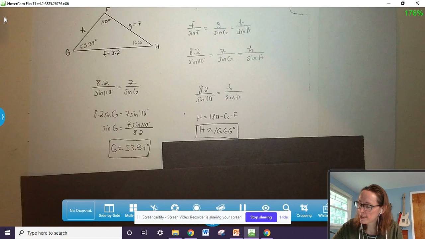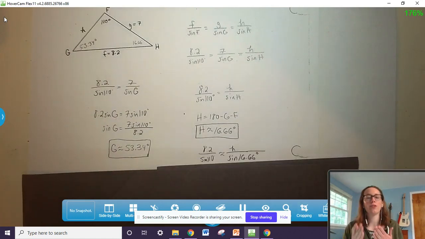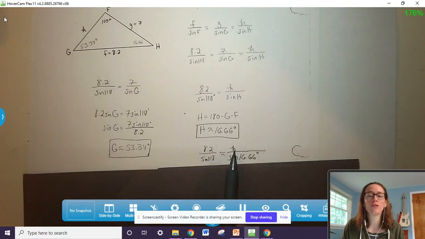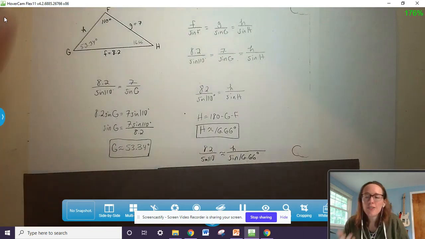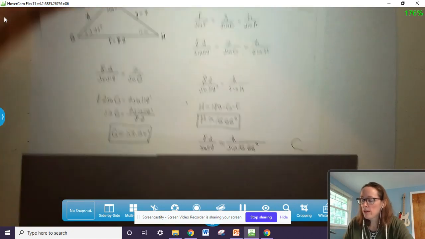Now, if you plug 16.66 in for angle H, you have a proportion that you can solve because this only has one unknown, little h, so you can solve that. Just notice that I did use the approximately symbol at this point because this is now not exact because the 16.66 was already an approximation. So this is an example where we have to use an approximation in our calculations, and that's okay. If we have to, we do it. So go ahead and solve that.